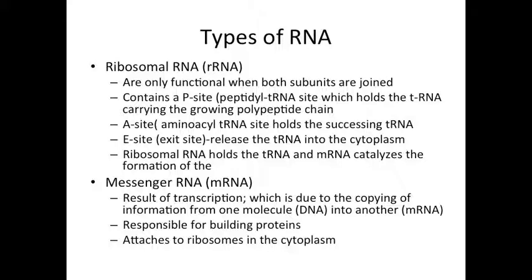The second type of RNA is mRNA, or messenger RNA, which is the result of transcription, due to the copying of information from one molecule of DNA into another, mRNA, and it is responsible for the primary structure of proteins.